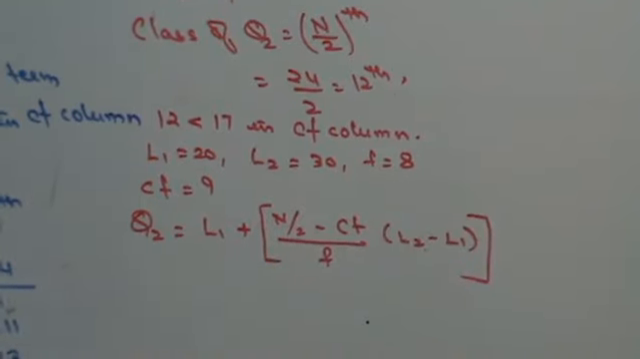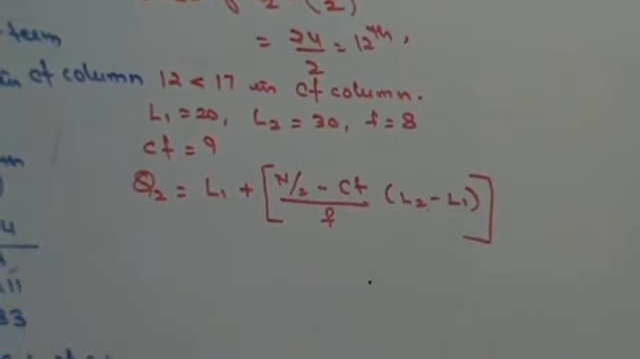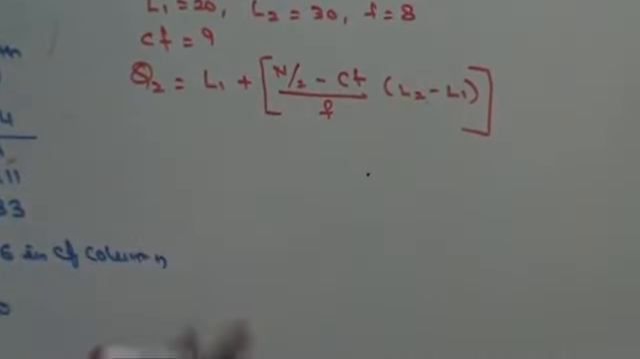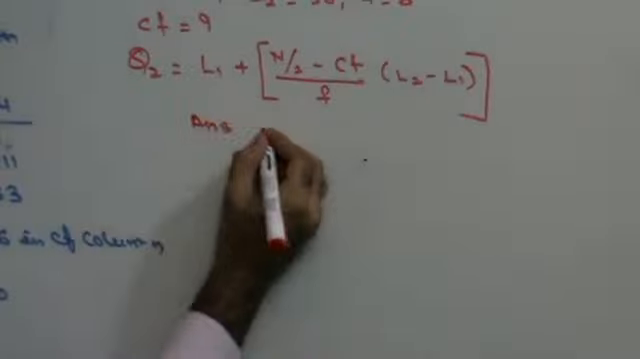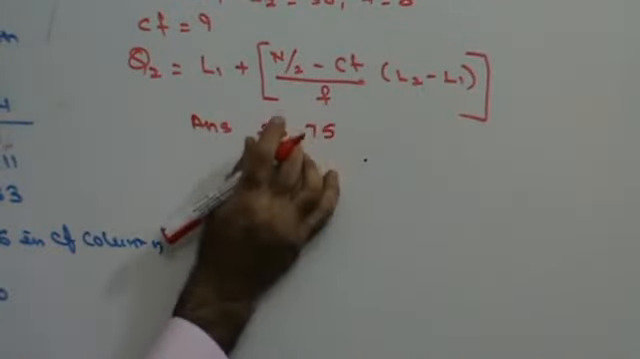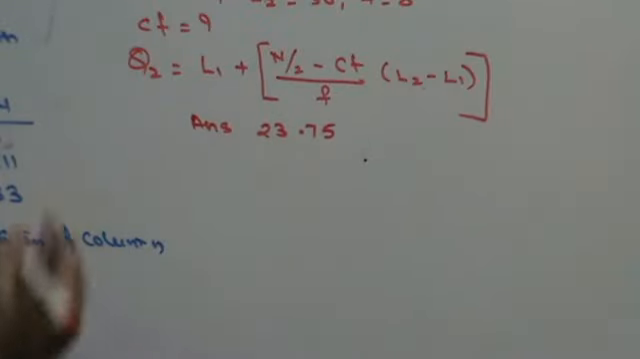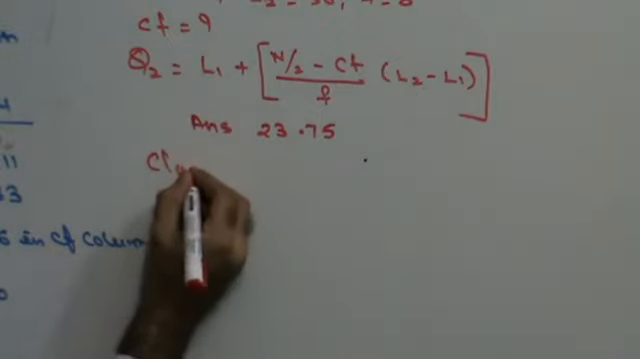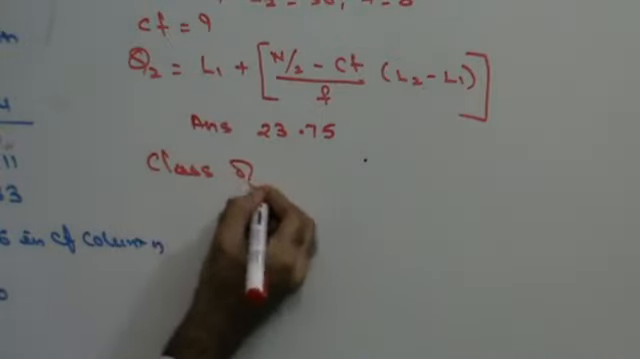First let me finish the board, then while copying you can solve this. I'll give you the answer. The answer for this should come out to 23.75. Right? You have all the values, all you have to do is substitute and get the answer. Yes. Same way you can find out class of Q3 also.